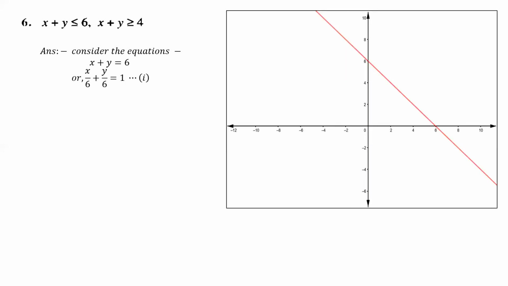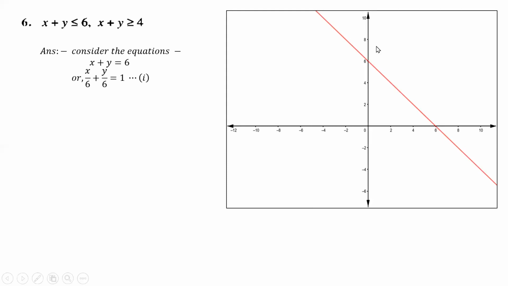Inequalities are given and the common shaded portion also looks different. Previously you could find a common point between these two lines. Here you will find two lines are parallel to each other. So let's first consider the equation x plus y equals 6, and if we want to write the intercept form, that is x upon 6 plus y upon 6 equals 1. And first of all, draw the line.